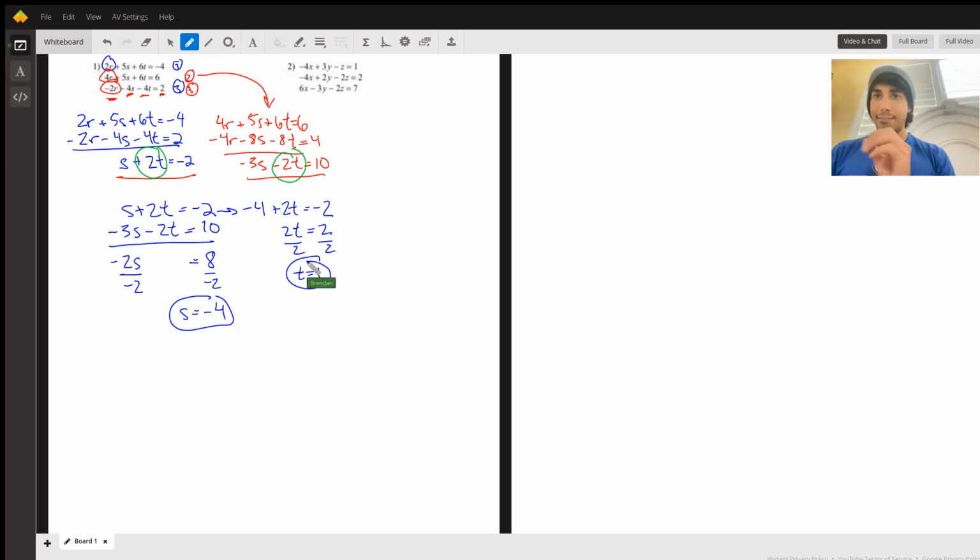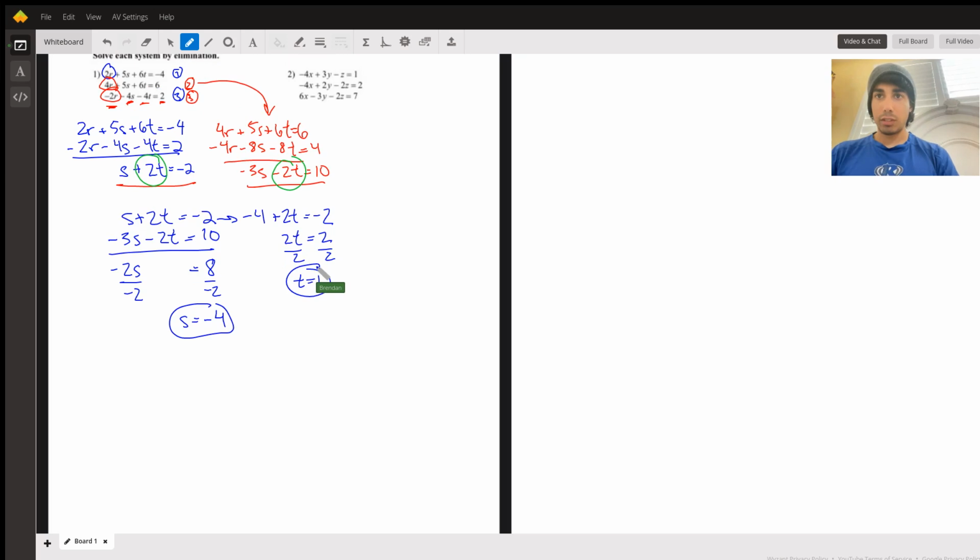All right, final step, plug those back into one of our first few equations, and solve for r. We got to get all three variables. I'm going to do equation 1. All right, so I had 2r, I'm just copying down, plus 5s plus 6t equals negative 4. Okay, that was supposed to be a t.